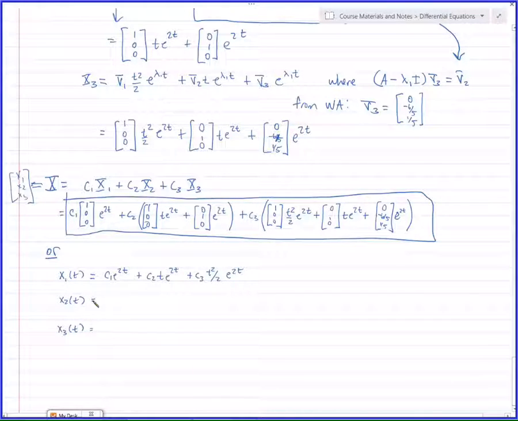All right, what does x2 have in it? From right here, e to the 2t, and don't forget this C2: C2 e to the 2t plus C3 t e to the 2t. And this one here, minus 6 fifths e to the 2t, because the C3 is times this whole thing. And the only place where x3 comes into play is the last one. So it's C3 times 1/5 e to the 2t.